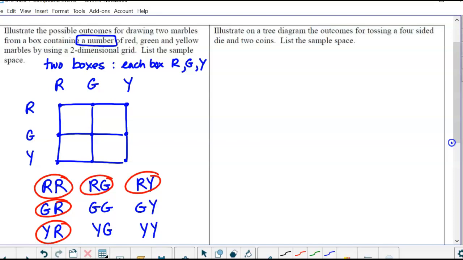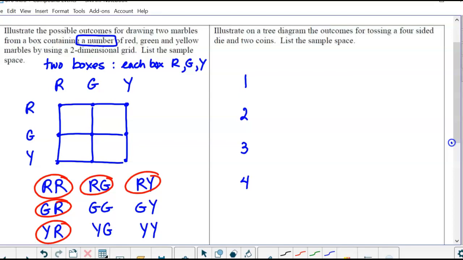Okay, so for this one, a tree diagram will have branches, right? So you can decide if you want to do the 4-sided die to start. It's listed first, so I think I will. We're assuming in the 4-sided die that each side is labeled 1, 2, 3, 4. I tend to do my tree diagram vertically. So those are the 4 sides of a 4-sided die.